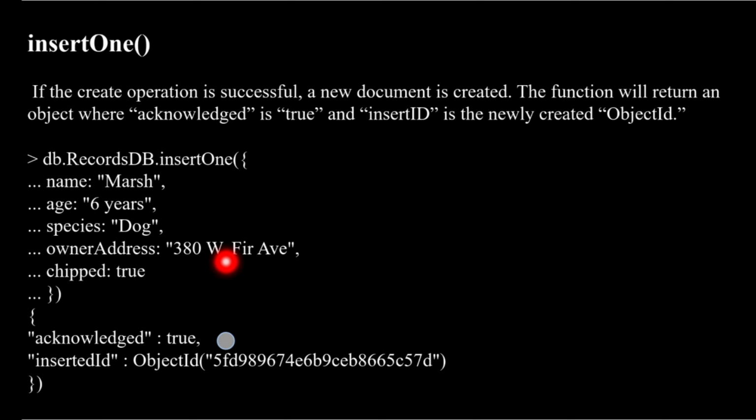Whatever it may be, if we need to add a document, we write db dot the collection name dot insert one, then brackets. Inside the brackets we add the key-value pairs, such as name Marsh, age 6. Like this we can do it. After giving the input, we get the output, and through the acknowledgement as true we know the object id has been created. This is what is called insert one.